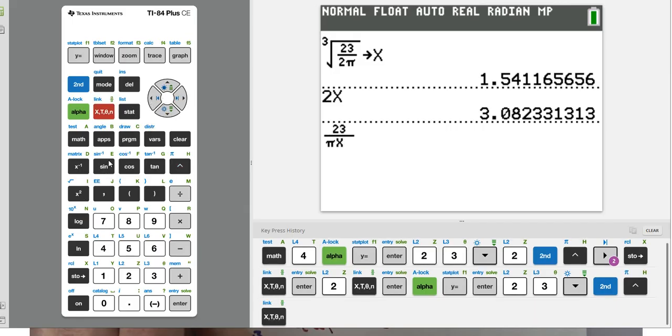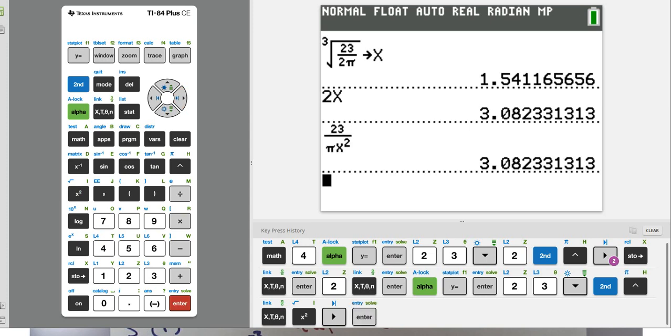Let's see. Don't we have to store this? No, we don't have to store this one. 3.08? So what interesting thing did you see when you pressed the enter key? Same number. Yeah, it's the exact same number. So what that's saying is that this can has the same width as it does height. In other words, if you look at it in profile, it looks like a square.